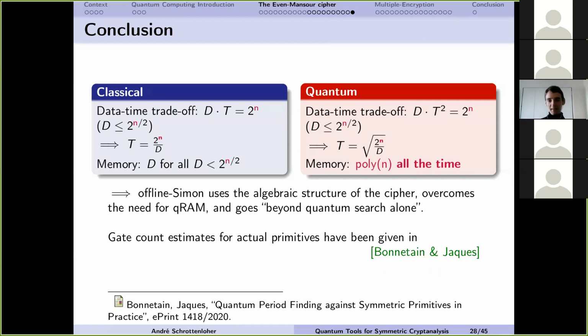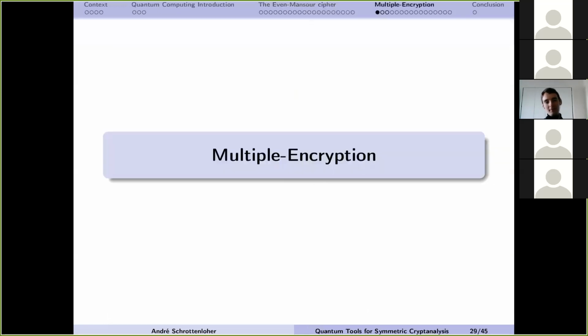And this is an attack that you can apply, like it applies on actual primitives. So there has now been some actual estimations and gate counts of attacks done by Xavier and Sam in this paper that I'm citing here. Okay, that was our example on Even-Mansour.